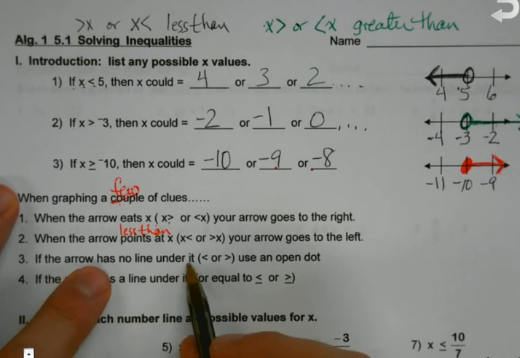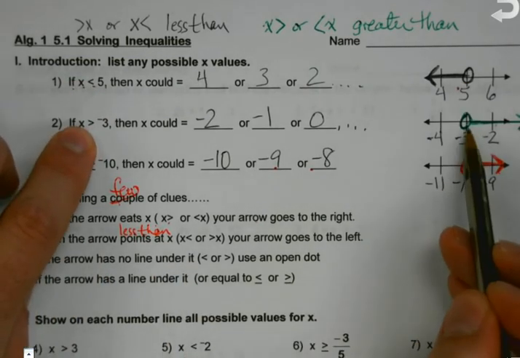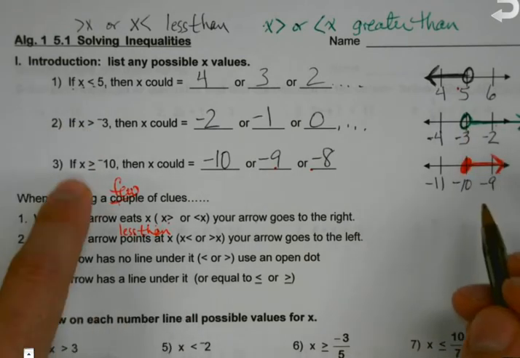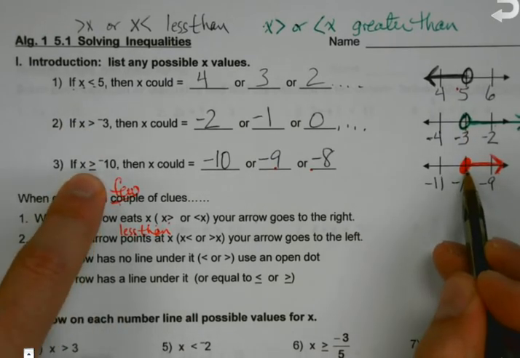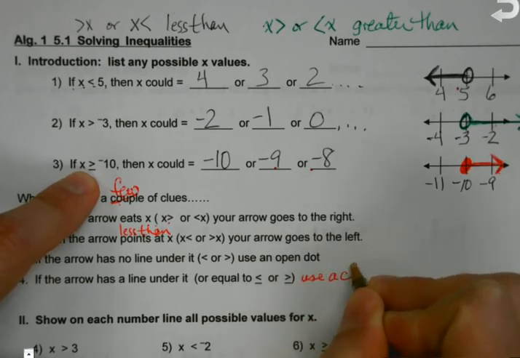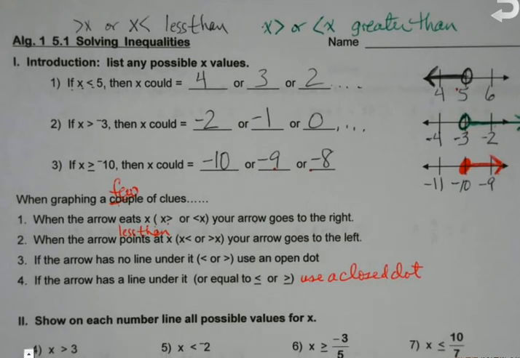If the arrow has no line under it, use an open dot. That's just greater or less than. If the arrow has a line under it, use a closed dot, which I had not gotten written in there. So we've got that written in. So now let's actually do some of these with that in mind.